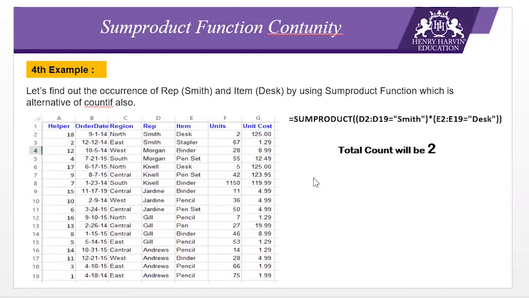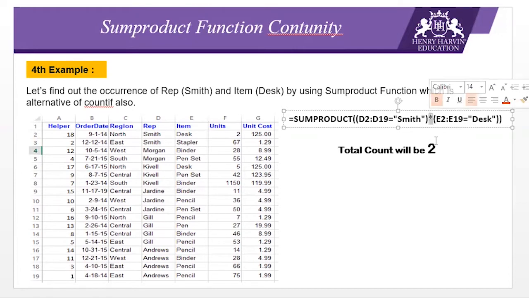In the fourth example, we have to find out the occurrence of representative Smith and item dash. As we have seen COUNTIFS already, that is the function we use to find out the occurrence. But over here we can use our SUMPRODUCT function. You can see if the D2 to D9 range is equivalent to Smith, that should be multiplied by, so rather than an array, you can use this multiplication also. This we have not covered earlier.